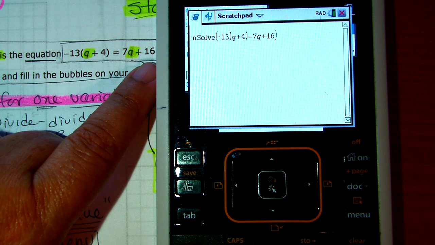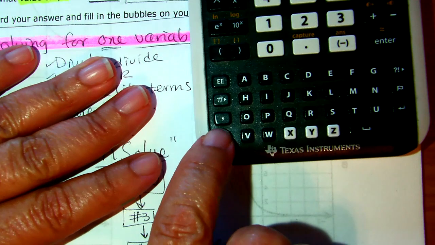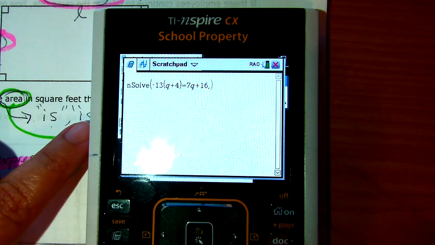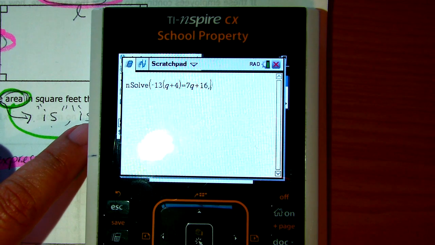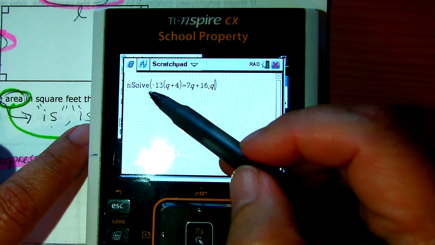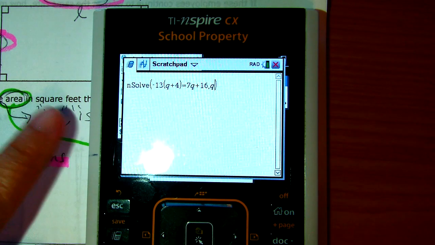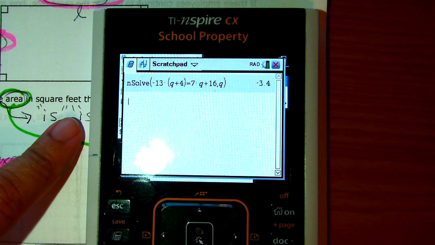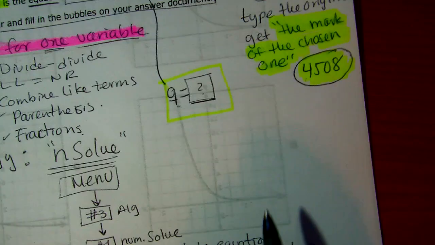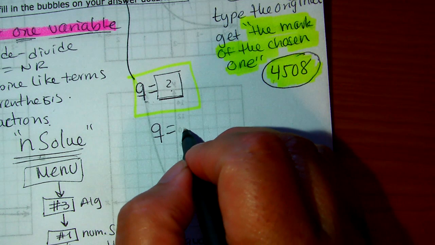So we're going to put comma Q. The comma is located right here in the bottom of the calculator. I don't know if you can see it right here. You put comma Q, even before you close the parentheses of the n-solve, all right? So you type the whole equation. When you finish, you put comma Q, because that's the letter that you have, and you press enter. And the answer is negative 3.4. So Q, or the answer is negative, okay? You are going to write it.